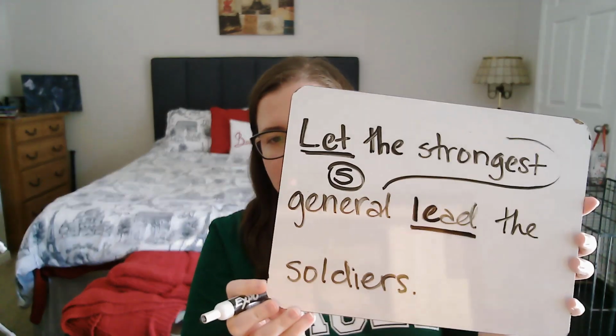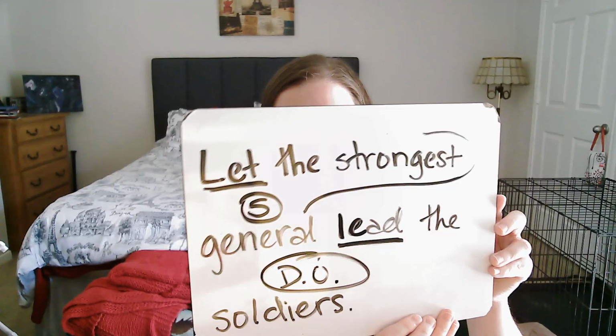Now we can finish parsing our sentence. So we have the strongest, which is an adjective, so I'm going to just draw a line there to attach it to the general. And then the soldiers, which is going to be our direct object, and so in the accusative.